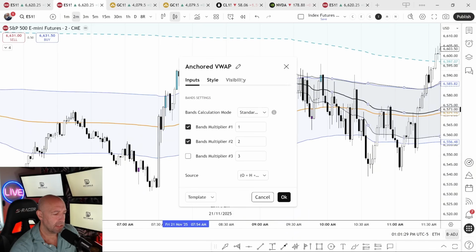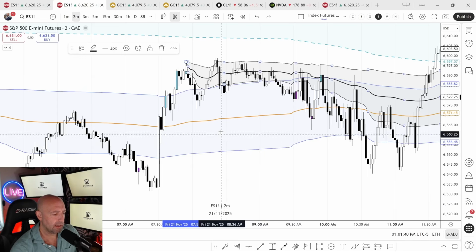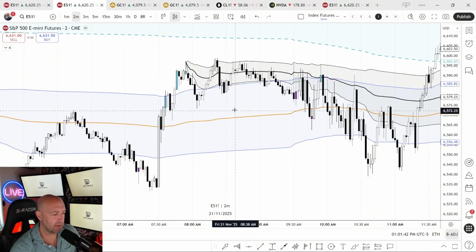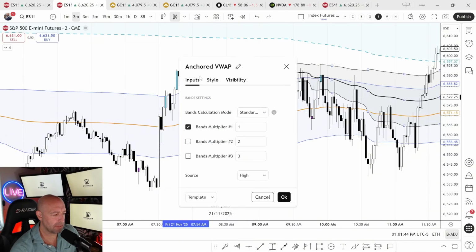And if I click on this, I just want standard deviation, 1 deviation, and then typically we can use the top or the high for a buy side, the low for a sell side, or you can also experiment with what we typically use for most VWAPs, which is going to be our OHLC over 4.